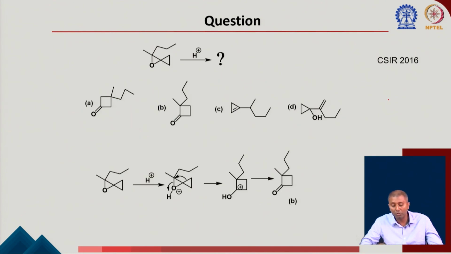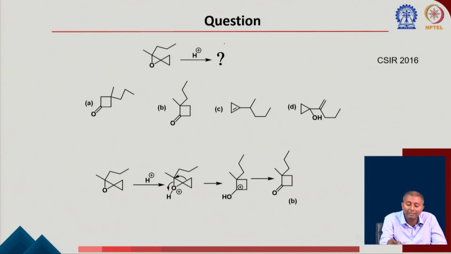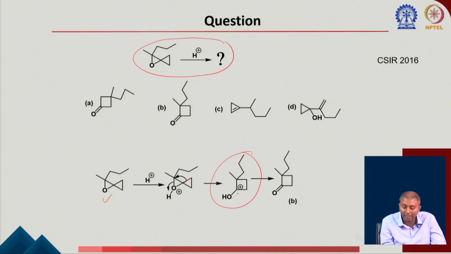There is one more question from CSIR 2016. If you take this compound and give H plus, what is going to happen? As soon as you put H plus, as you can see, there is a possibility after protonation that this bond can break and expand to open up the epoxide to form this type of 4-member carbocation, which the oxygen lone pair can stabilize to form this corresponding product. So you can see B will be the right answer here.